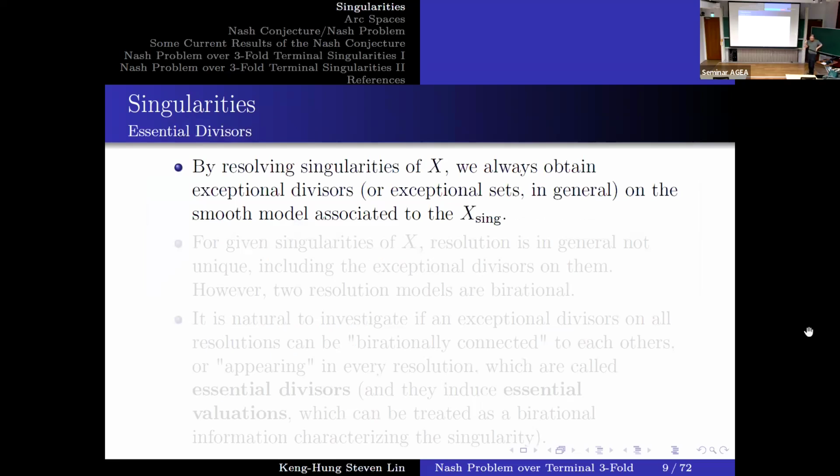Okay, but you see, by applying resolution of singularity, if you have a singular variety and you successfully apply resolution of singularity by successively blowing up, then the singularities will produce a bunch of exceptional divisors on your smooth model, right? And furthermore, we can blow up further to obtain this essential model, so that the essential set is essential divisors. In some sense, these essential divisors can be part of the information characterizing such a singularity, right?